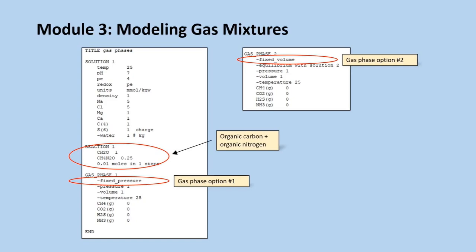The identities and starting partial pressures of the pertinent gases are defined as shown here, and the system is allowed to evolve with the constituents exchanging between the aqueous and the gas phases until equilibrium is reached. Note that for a fixed pressure gas phase, no gas phase will exist until the combined partial pressures of each of the component members exceeds the specified pressure constraint, in this case a value of 1 atmosphere of pressure.